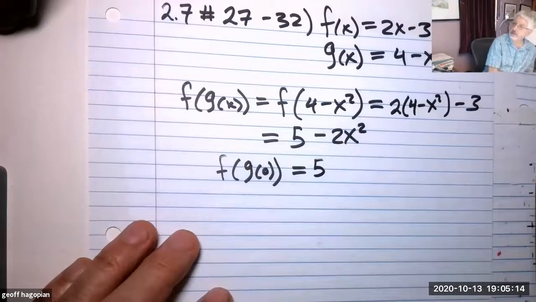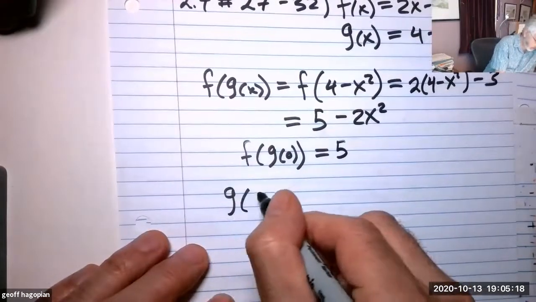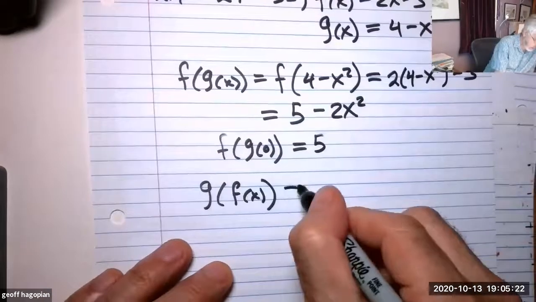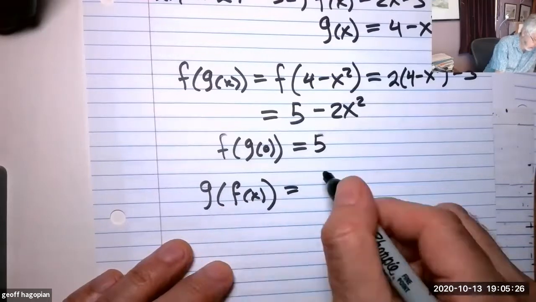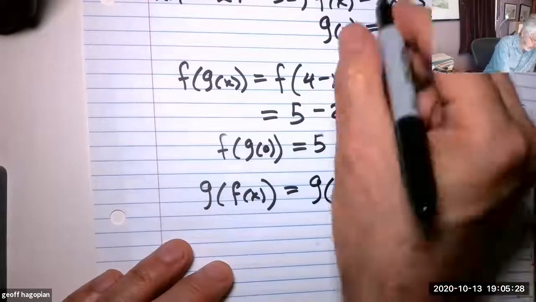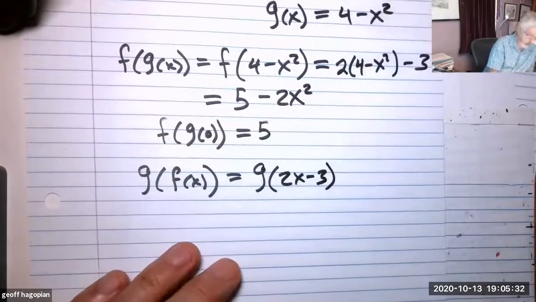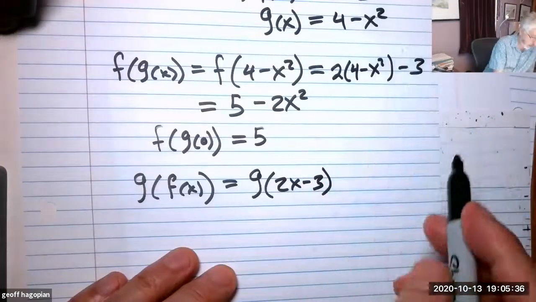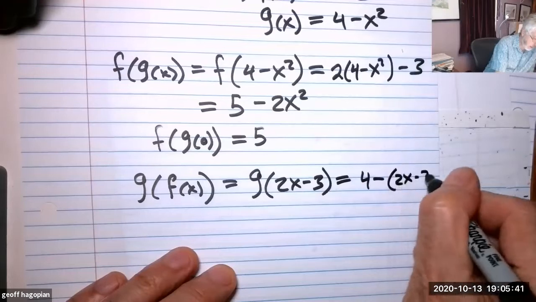How about, let's do g of f of x, by contrast, right? So that says, take the output of f and plug it as the input to g. So the shorthand for that is just to write the output of f as the input to g. And what does g do to its input? It squares it and subtracts that square from 4. So it's going to be 4 minus the square of 2x minus 3.